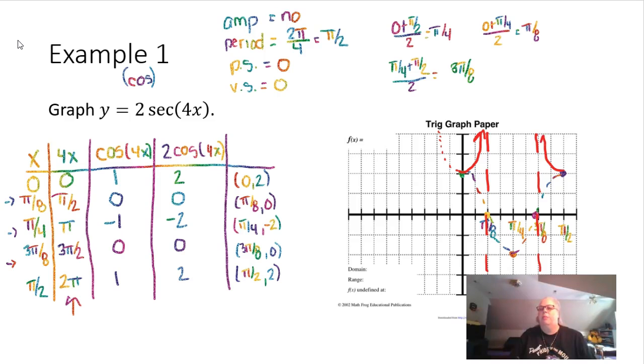The secant curve is going to be going up just like this. And again, there's another piece over here doing this. But since we didn't go any further than pi over 2, I'm not going to include that. And finally, down here at the minimum, my secant curve is going to do something like this right here. And there we have it in red, 2 secant 4x.